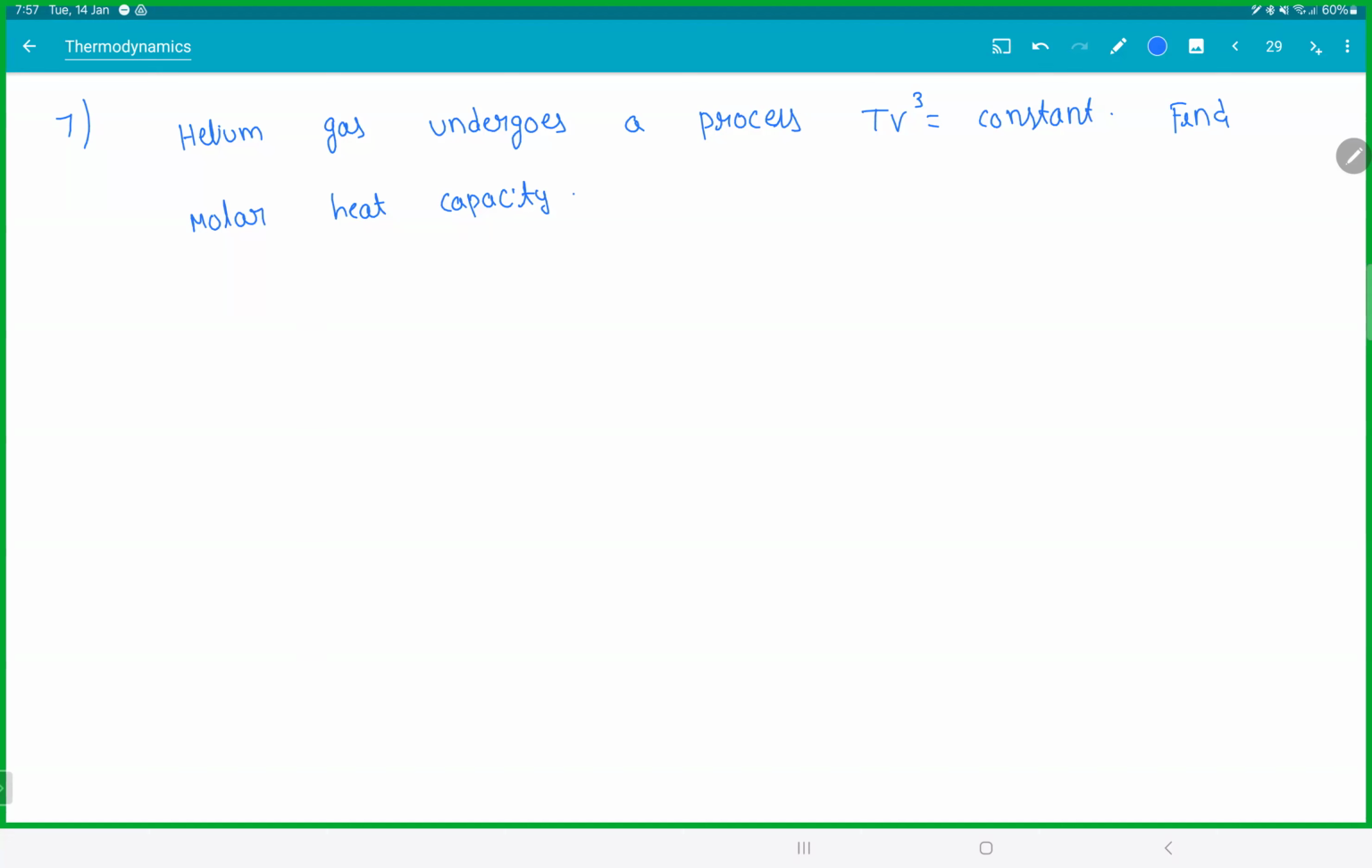What did you find? We have TV cube is constant, so T is proportional to 1 by V cube. We have PV equal to nRT, so PV is proportional to T, which is again 1 by V cube. So PV power 4 is constant. Therefore X is equal to 4.